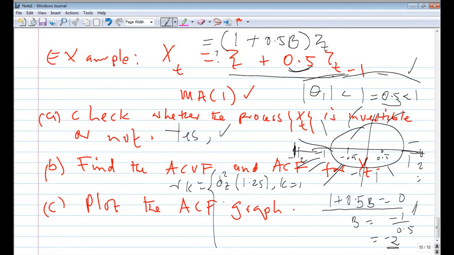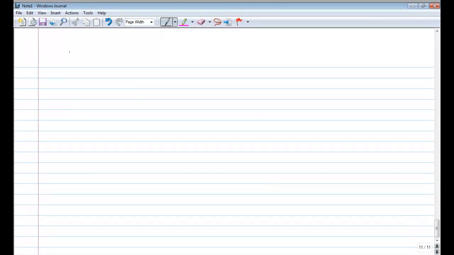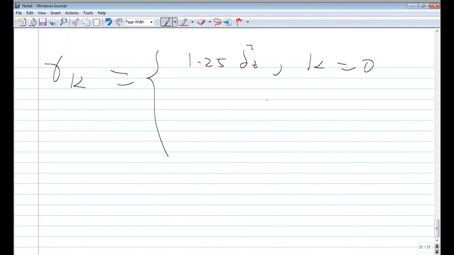Is everybody getting the same thing? Gamma k, you're saying, is equal to 1.25 sigma squared z for k equals 0. Then it is 0.5 sigma squared z for k equals 1.